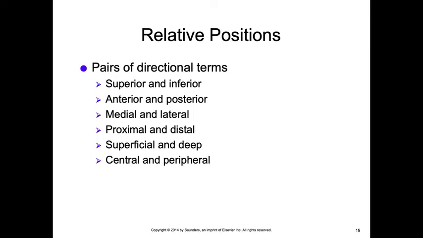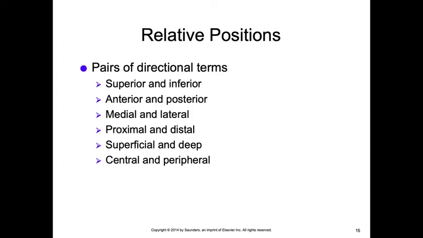Anterior and posterior, which can also be termed dorsal for posterior and ventral for anterior. Your nose is anterior to your ears, and your buttocks are posterior to your navel. Medial and lateral. Medial means towards a midline that divides the body into two halves, and lateral means away from that midline. So your nose is medial to your eyes, and your ears are lateral to your nose, and your thumb is lateral to your little finger.